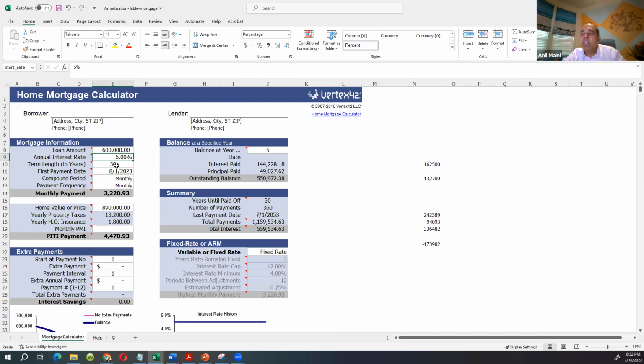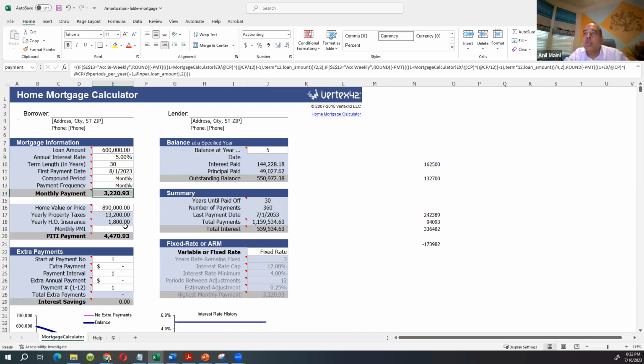6.5, but the new norm will be around 5.5 or 5%. That will be the new norm for 30 years. In a few months it will drop to 5%. It will stay there, meaning long term people will have a 30-year mortgage around 5%. So let's take 5% as an example. The monthly mortgage is 3220.